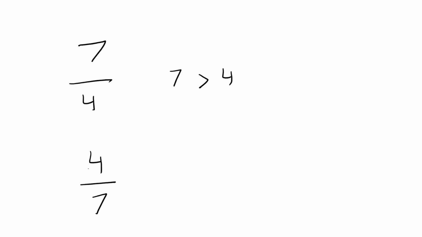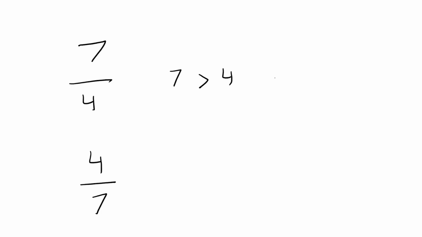Now, the next thing you need to know are mixed numbers and improper fractions. An improper fraction is just a normal fraction, like 7/4. This would be considered an improper fraction because the numerator is bigger than the denominator, which in this case, 7 is obviously greater than 4. If this was flipped the other way around, if we had 4/7, this would just be a regular fraction, and this wouldn't be considered improper.